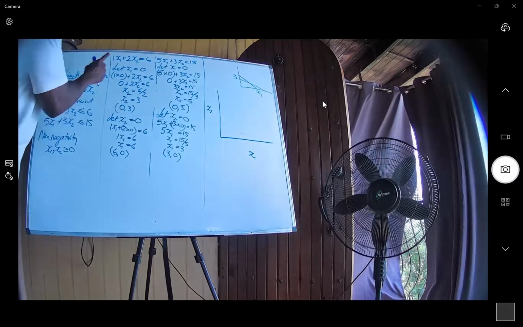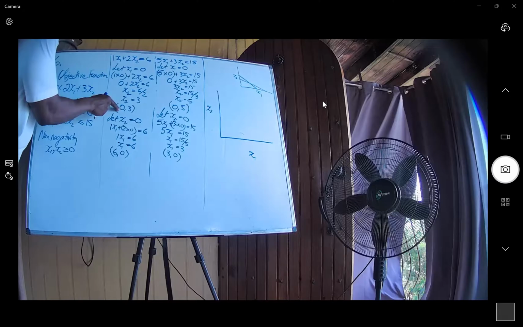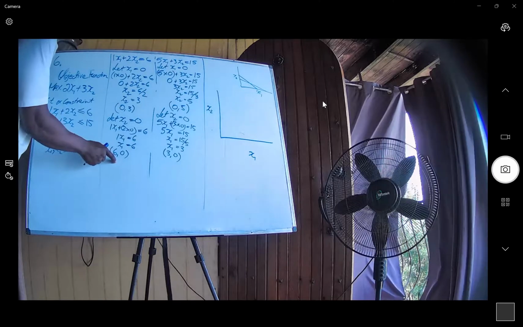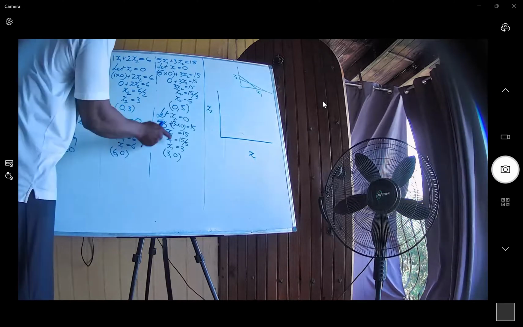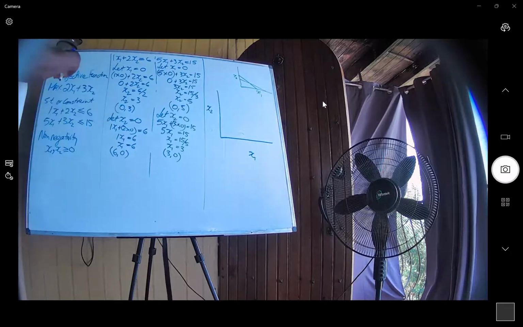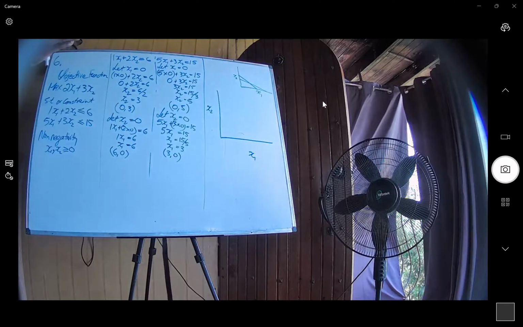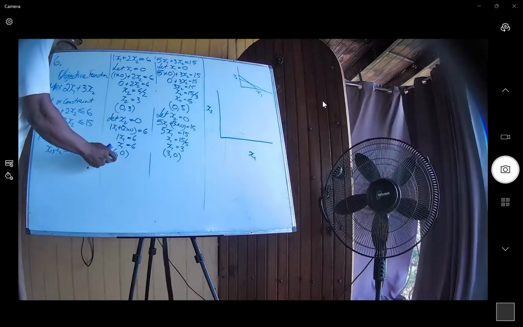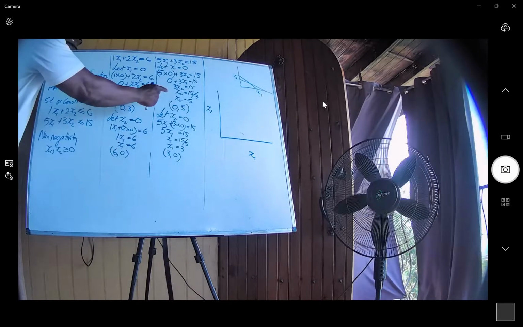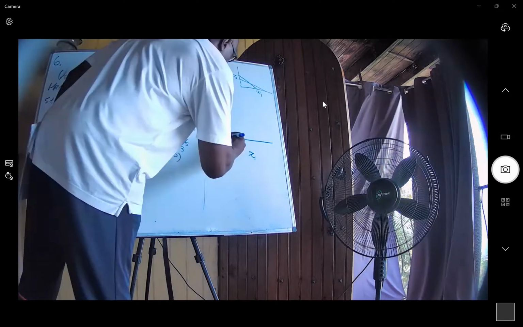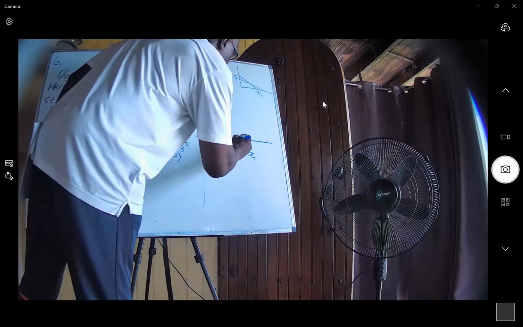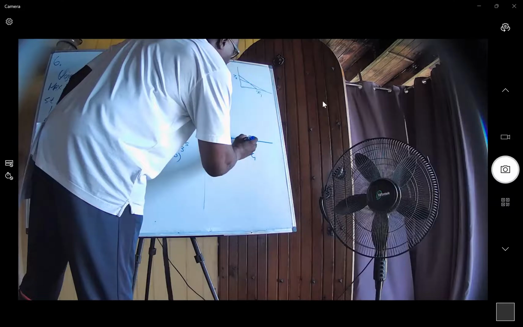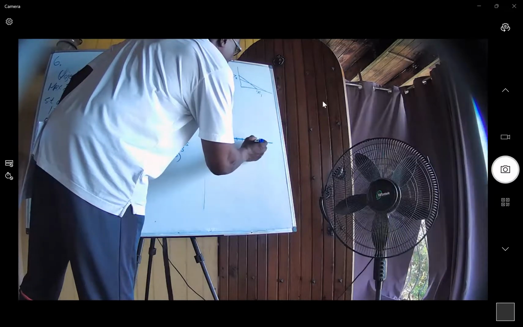So for x1, we look at all the x1s. So it's 0, 6. So 6 so far, 0, 3. So 6 is the farthest the x1 goes. Everybody see that? Furthest point for x1 is 6, is the largest. Look at all the x1s. Right? So we can say 1, 2, 3, 4, 5, 6.